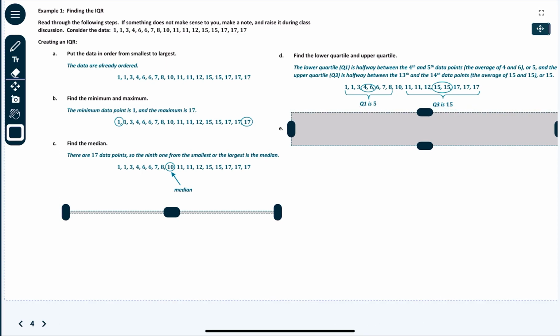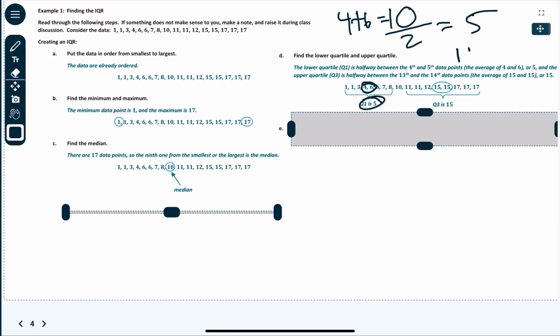So since there's 8 on this far end, we have to take the 2 middle numbers, right? Well, if we take 4 and 6, 4 plus 6 is equal to 10. Sorry, getting ahead of myself here. It's equal to 10. If we divide that by 2, we get 5. So that is our Q1.